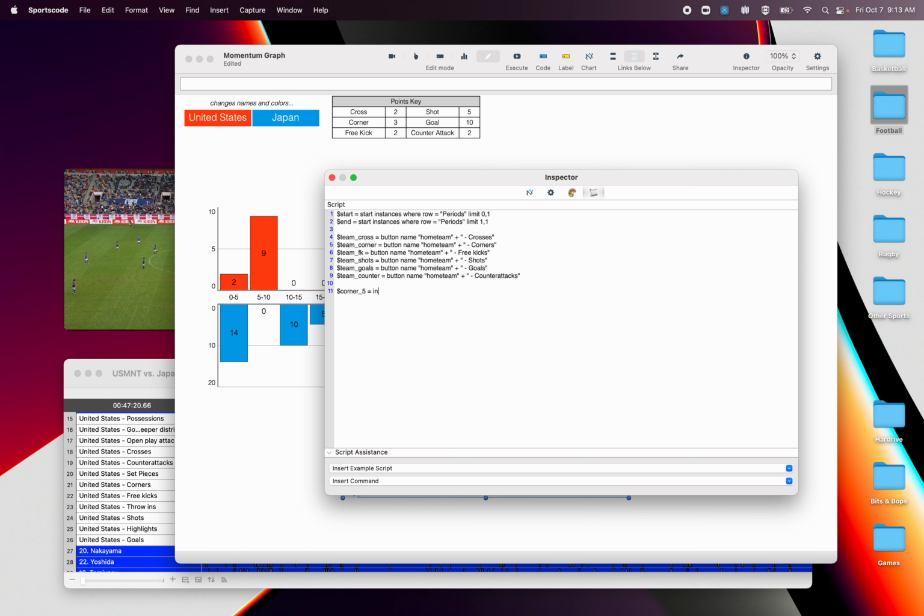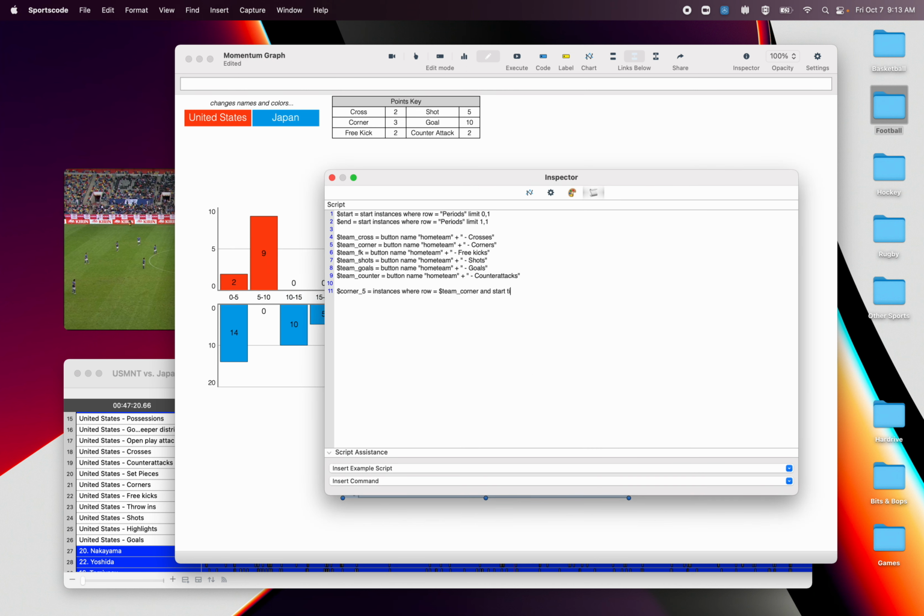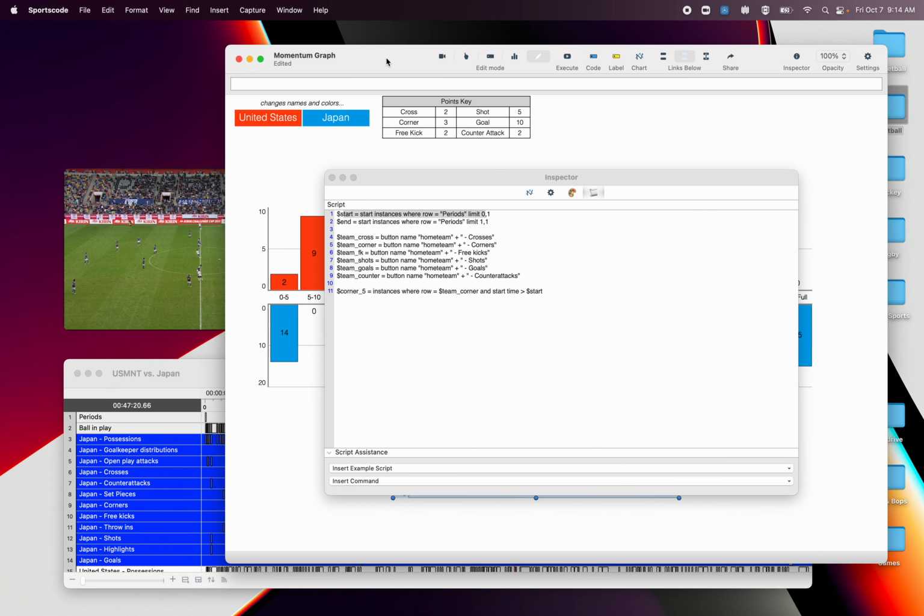Equals instances where row equals, and since we're doing the corner, team corner, and start is larger, is it start time? I just need to make sure I'm doing the right thing. Yep, start time. And start time is larger than start. So it's larger than the start of this instance. So it's after the start of this first period button up here in our timeline. And end time is smaller than.